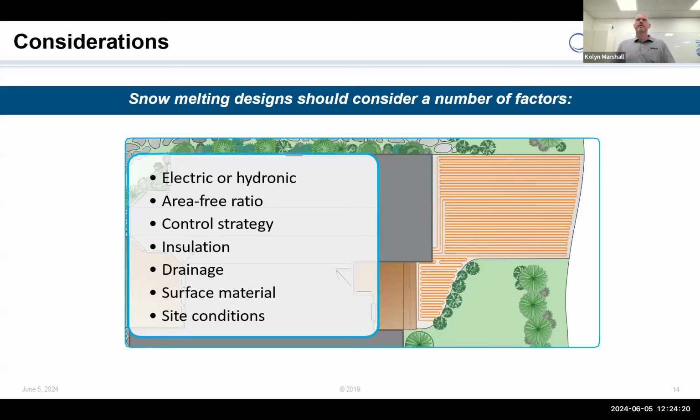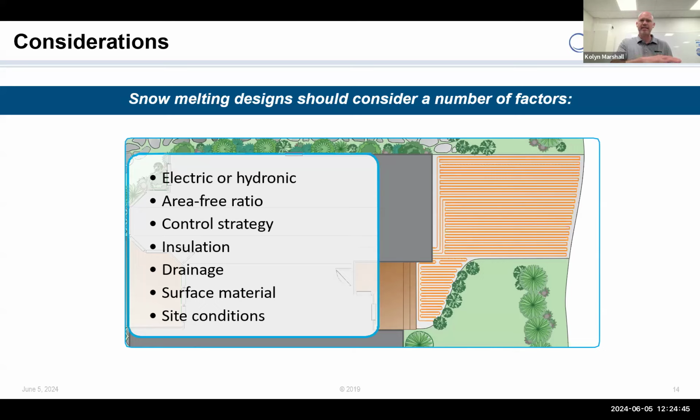Hydronic systems, however, have the ability to be adjustable. You can adjust the fluid temperature. You can adjust the tube spacing. You can adjust a few things from a design standpoint to overcome certain elemental conditions, whether it's snowfall amount or the construction profile itself, as the tubing is installed in a slab, for example.